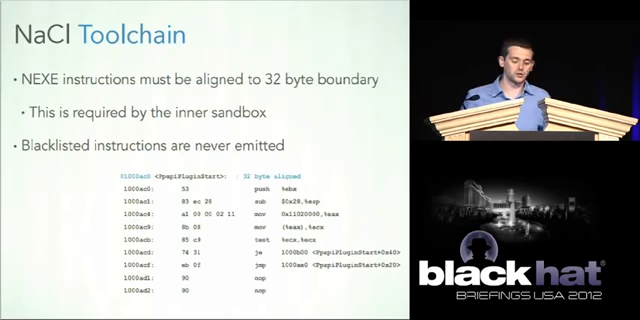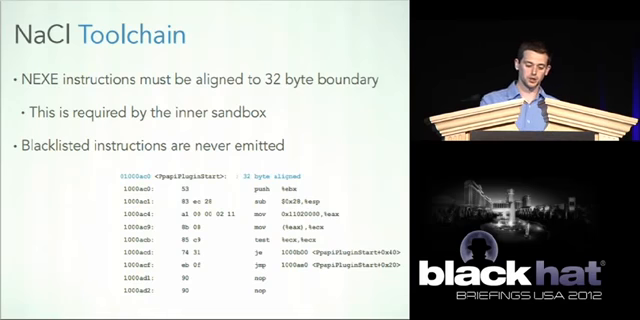The NACL toolchain, why do you have to use the NACL toolchain? One of the most important reasons is that there's a lot of blacklisted instructions that just are not allowed to exist in native client modules. They'll be thrown out at runtime, so they'll never be emitted by the SDK. That's sort of required by the inner sandbox. And then the other big one is actually how code looks in the untrusted Nexi module. All code has to be aligned to 32 bytes.